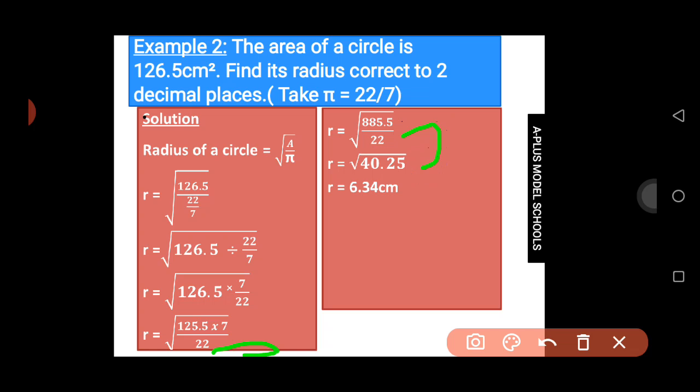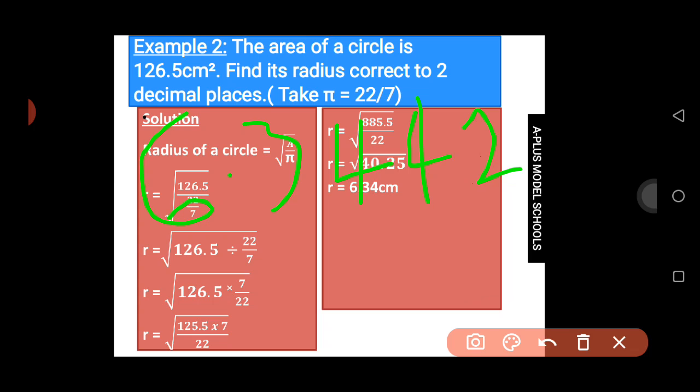Or when you look for the square root of 40.25, that will give you 6.3442. So then the question says we should leave our answer to 2 decimal places.